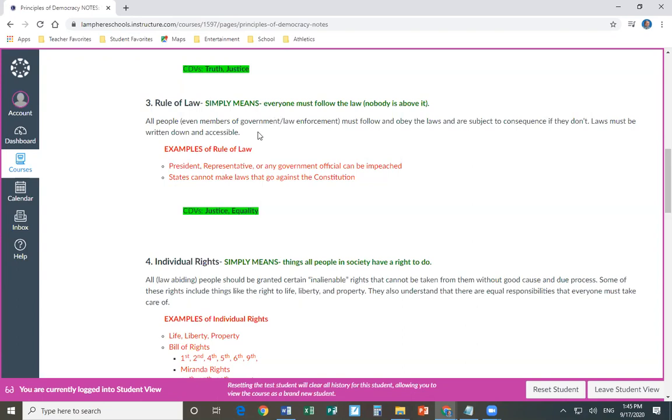And it would be scary if our president, whoever it might be, can just make whatever decision they want, can make whatever law they want without consulting with anybody or without thinking about, is this fair and is this just for the people? So that's rule of law. Some examples, like we said: the president, representatives of government, or any government official can be impeached or removed from office if the charges that they're impeached on are bad enough and if it's decided that they should be taken out of their position. Also, another example of rule of law is states can't just go and make laws that go against the Constitution.